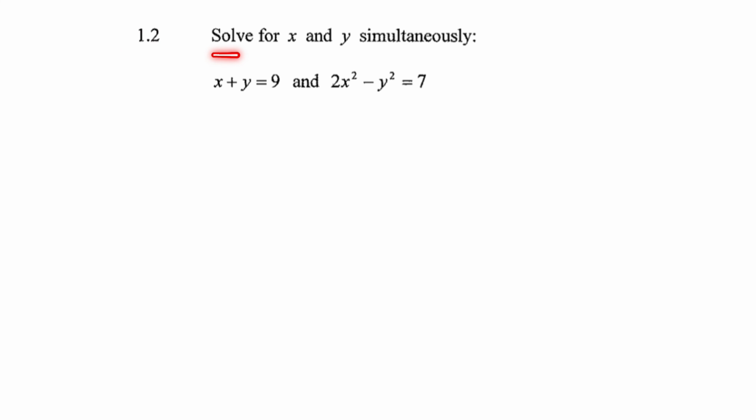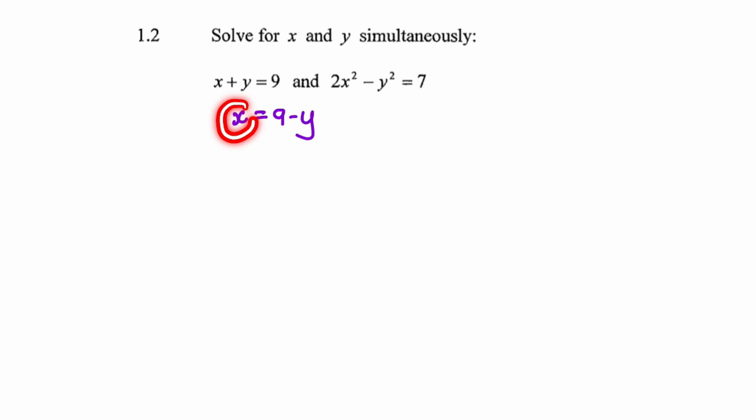Question 1.2. Here we want to solve x and y simultaneously. We are given two equations. In the first, we have x plus y equal to 9. And in the second, 2x squared minus y squared is equal to 7. So what I would like to do is rewrite the first equation, and I'll have x as 9 minus y. So I'm solving the equation in terms of x by moving the y to the right-hand side.